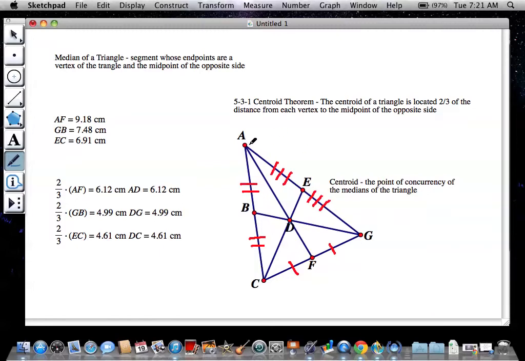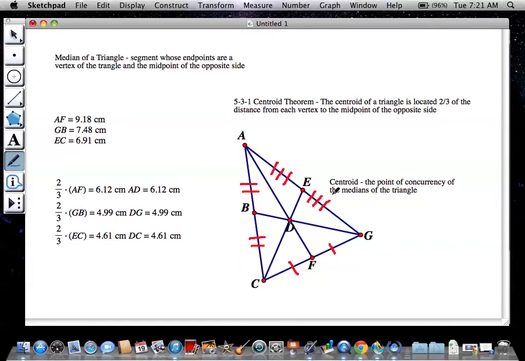Then you can say that AF is a median, CE is a median, and GB is a median of triangle ACG. Okay, so if you have two congruent sides here, two congruent sides here, and two congruent sides here, then all three of those are medians. All right, now all the medians, if you notice, meet at one point. This is called the centroid. It's the point of concurrency of the medians of the triangle. So when you have three medians, they all meet at one point. It's called the centroid.